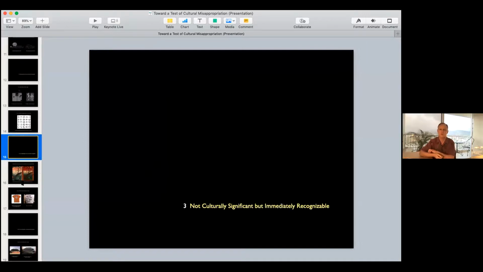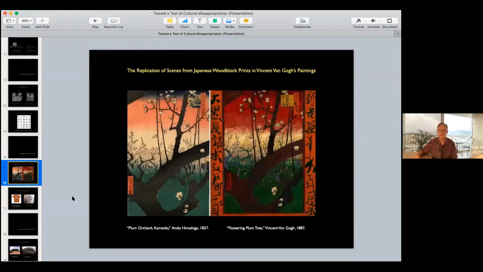Thirdly, not culturally significant, but immediately recognizable. So some of the copies that European artists like Van Gogh made directly of woodblock prints, it's kind of naively sweet, right? He even attempts to replicate some of the Japanese or Chinese script in his own kind of childlike characters, right? So he's making no secret. He's admiring and paying homage to Hiroshige. And you could argue that cherry blossom is culturally significant, but the woodblock print was not. It was like pop art. So instantly recognizable as Japanese, right? And making no secret of that, right? He's advertising it, but not culturally significant. So again, where is the harm to Japanese culture? No harm, no foul.